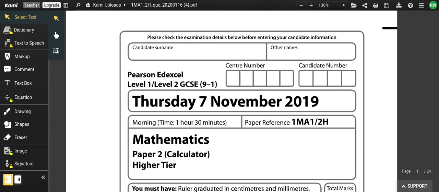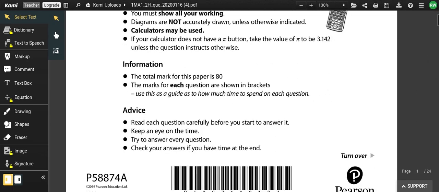Hi everybody, this is the paper 2 from November 2019. If you're practicing these, then hopefully this will help you if you're getting stuck. So let's have a look at question 1.